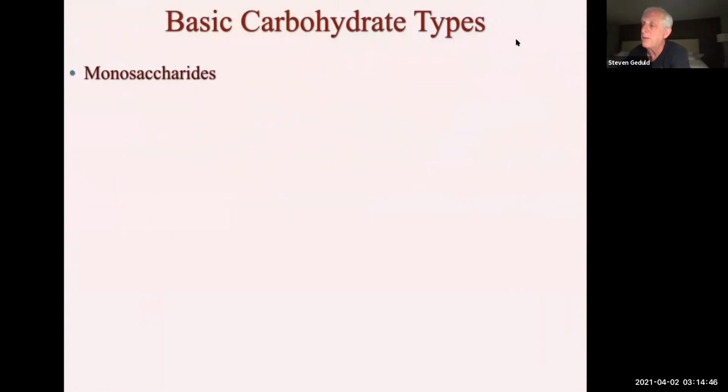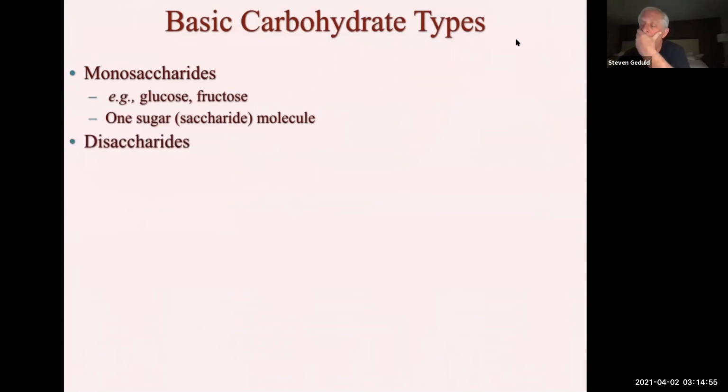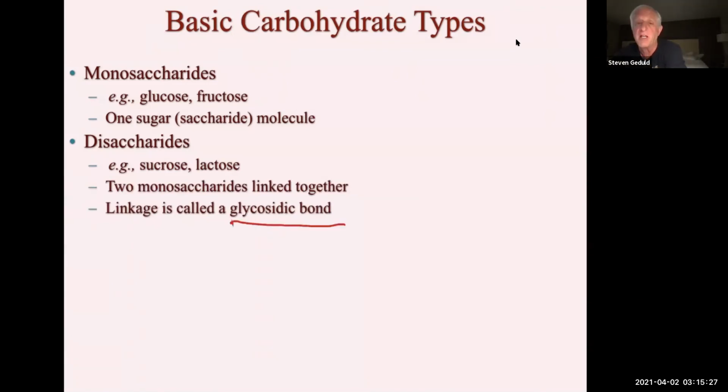Let's talk about monosaccharides, simple sugars, glucose and fructose. One sugar, that's a saccharide molecule. Disaccharides are sucrose and lactose. Those are 2 units put together, 2 sugar molecules that are tied together. So glucose and fructose are single monosaccharides. Disaccharides are sucrose and lactose, which are 2 sugar units put together, so 2 monosaccharides linked together. The linkage is called a glycosidic bond. That's what links 2 saccharides together.